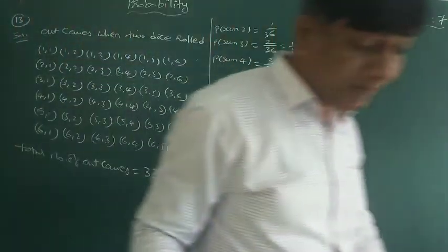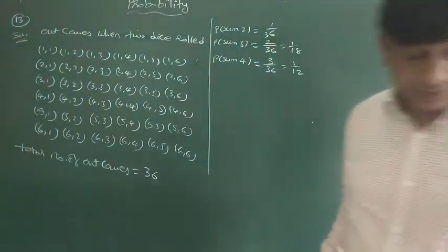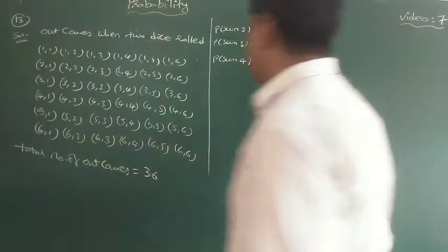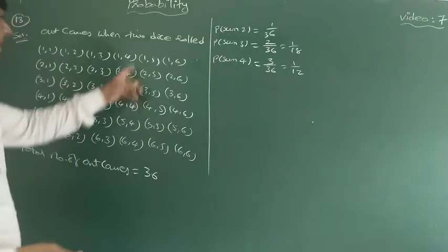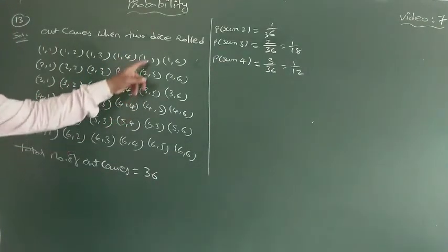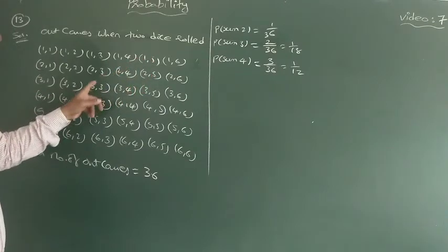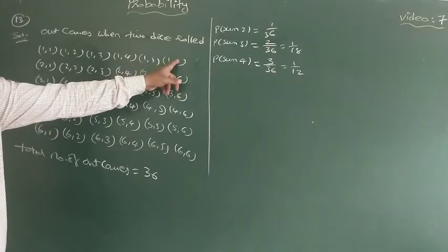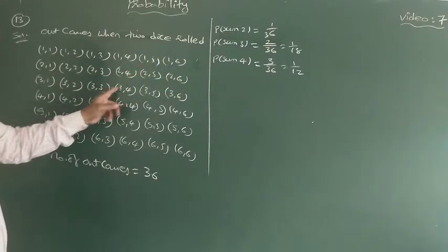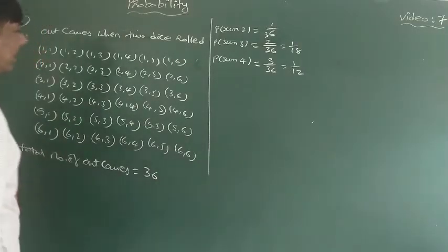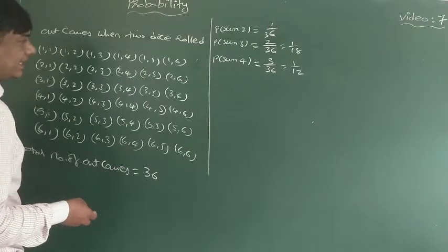Like this, you have to write down till 12. Probability of sum 5: sum 5 means 1, 2, 3, 4, so 4 by 36. Sum 6 means 1, 2, 3, 4, 5, so 5 by 36. Sum 7 means 1, 2, 3, 4, 5, 6, so 6 by 36.